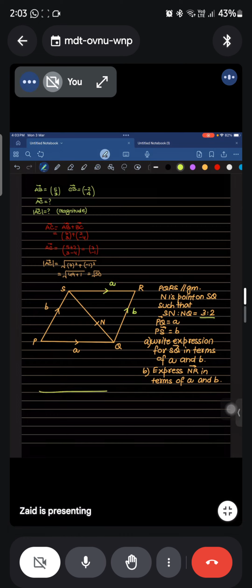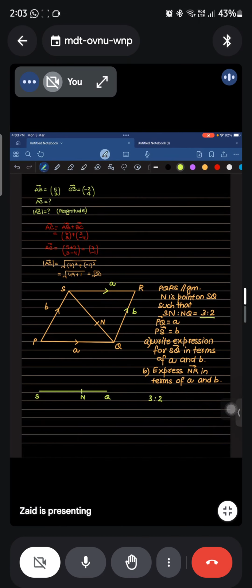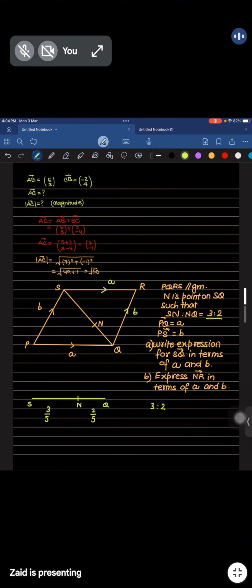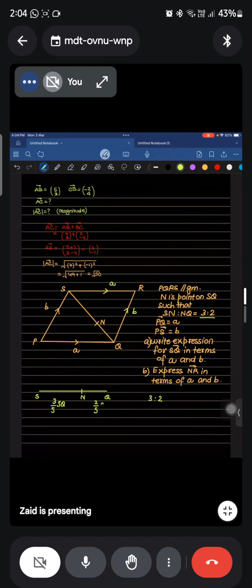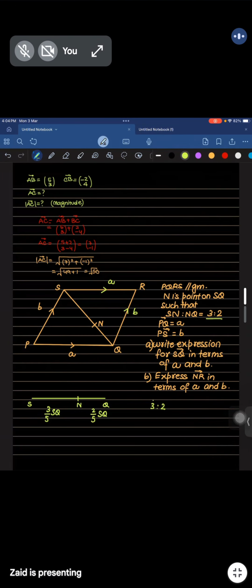What does that mean? Okay. For instance, there is a line SQ and there is a point N which cuts it in the ratio 3:2. So that means SN, this part, is 3 upon 5 and that part is 2 upon 5. The total parts are 5, so I can say that SN is 3 upon 5 of SQ, and NQ is 2 upon 5 of SQ. So 3 over the total parts, 2 over the total parts. Yes, Ali beta, is that clear to you?